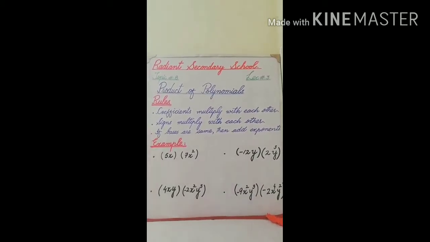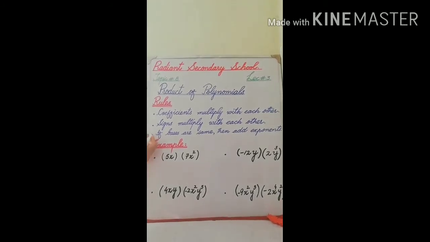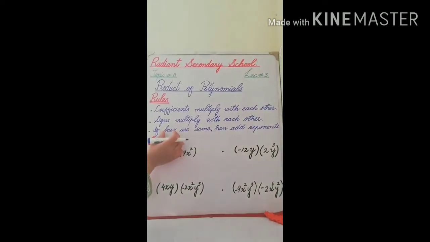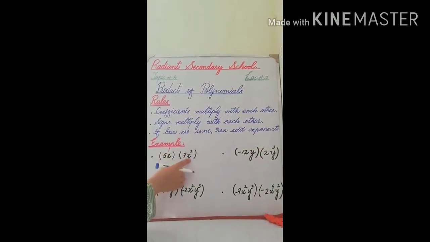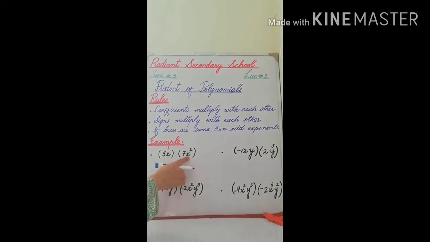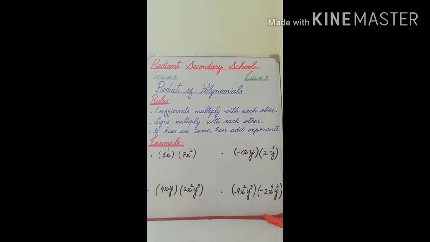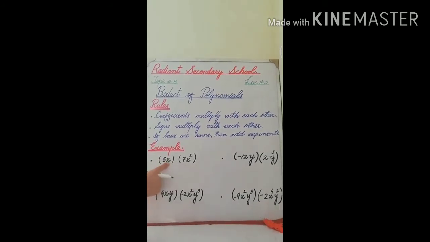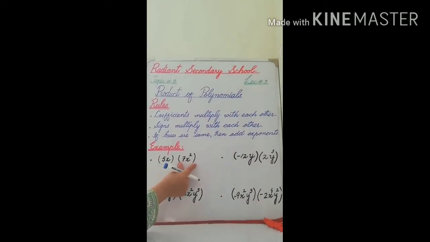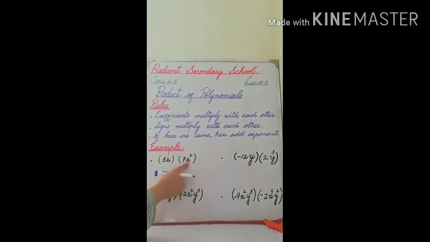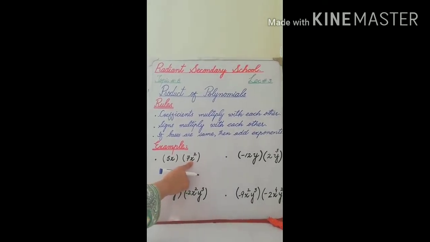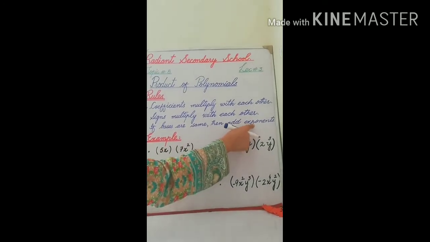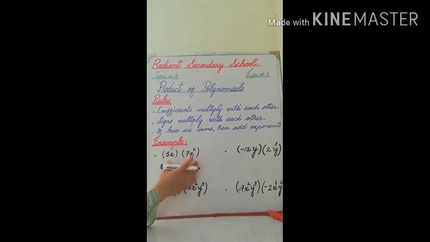Okay, now come on rule number 3, that is if bases are same then add exponents. What is bases? Variables are called bases. Variables like alphabets are called variables or bases. So in first example x is called base, and in second bracket this x is called base. And now we talk about exponents. What are exponents? We know exponents will be on the top.